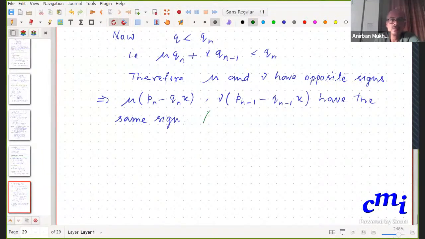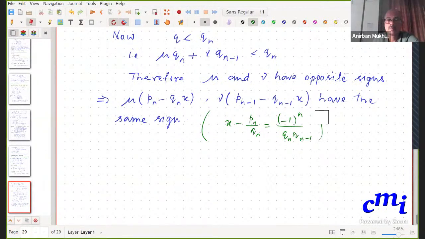Yeah, so this follows from the fact that x minus Pn by Qn is equal to minus 1 to the n over Qn minus 1. So the convergents, the distance between x and the convergents, change sign alternately.